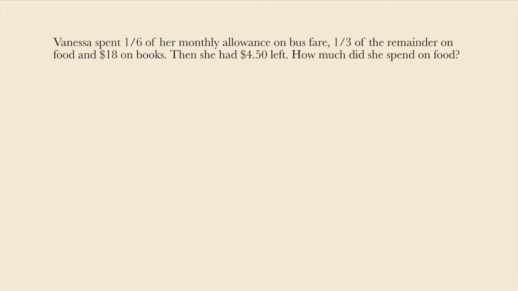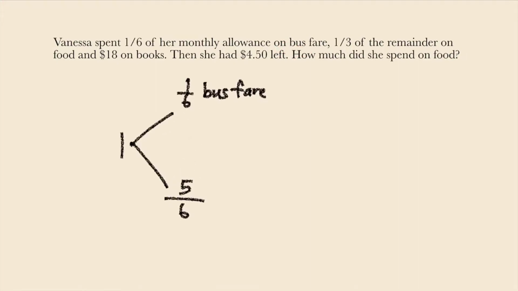So here we go. Question 1. Vanessa spent 1/6 of her allowance on bus fare. Okay, so 1/6 up here, 5/6 down here. Looks quite standard, like branch method A. Well, this is how you know you are dealing with branch method B.